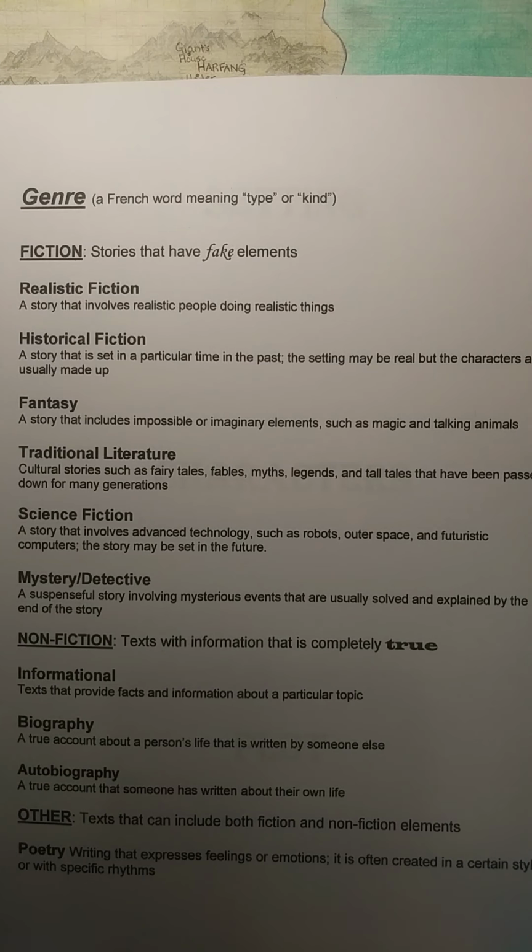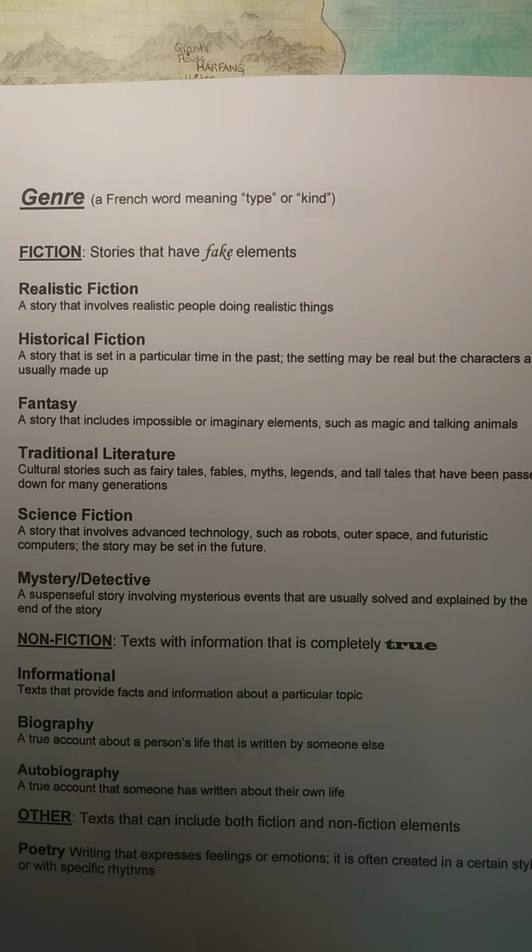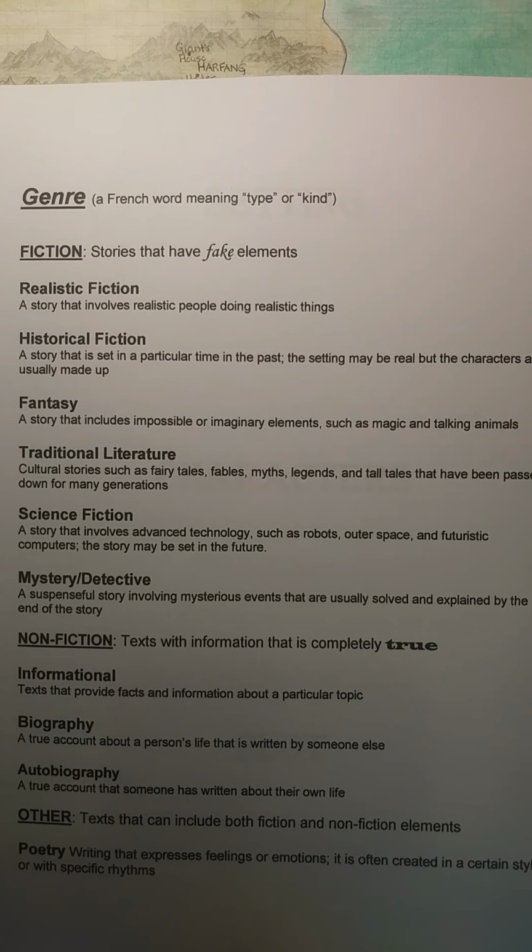Then there's traditional literature, which are cultural stories like fairy tales, myths, fables, legends, and things like that. There's science fiction, stories that involve advanced technologies like robots, outer space, and futuristic things. There are mystery and detective stories, which involve mysterious events usually solved and explained by the end of the story, and also detective stories like Sherlock Holmes. Okay, so those are the basic fictional genres.